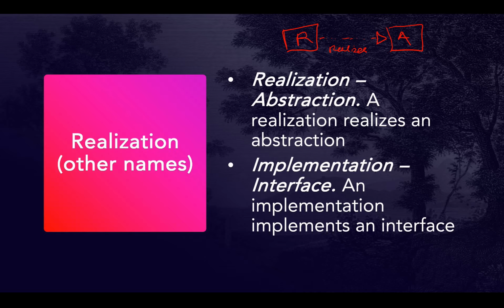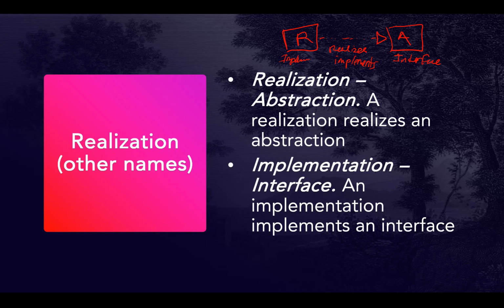There are other names for realization. A realization relationship is also called an implementation relationship. And in an implementation relationship, we also call a realization the implementation and the abstraction the interface. An implementation, of course, implements. That's the verb that describes this relationship. An implementation implements the interface.